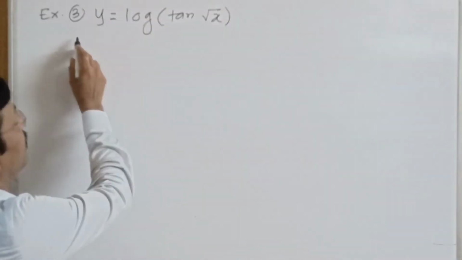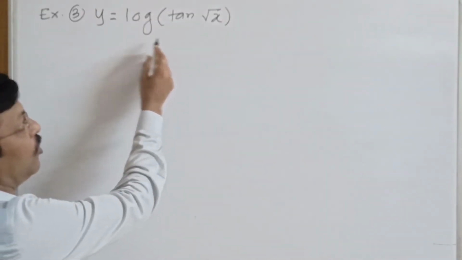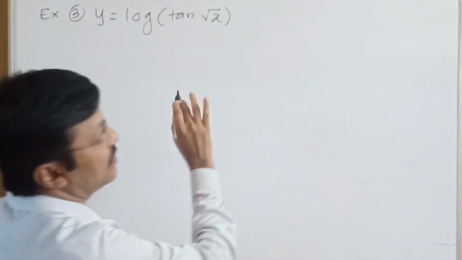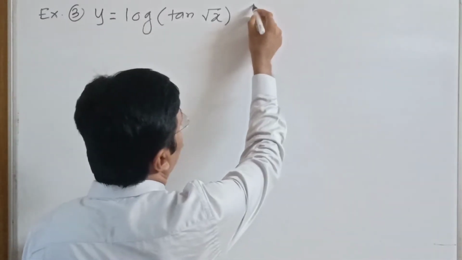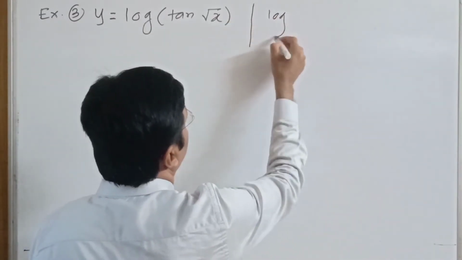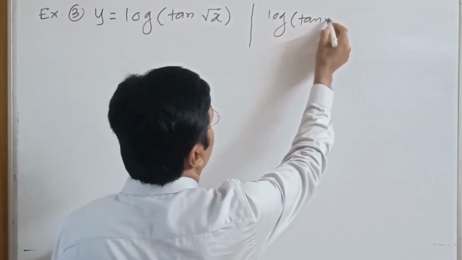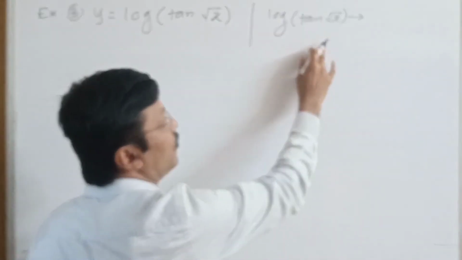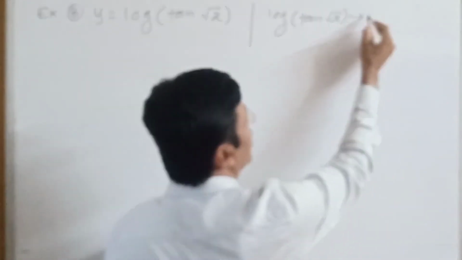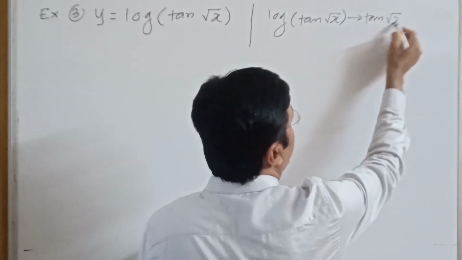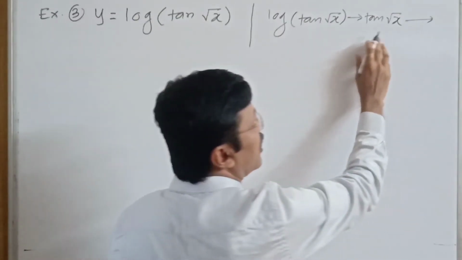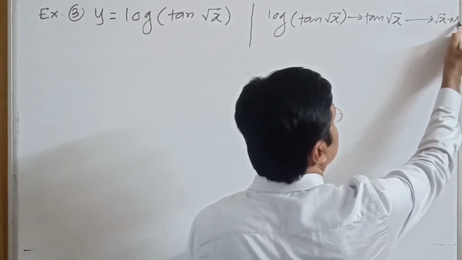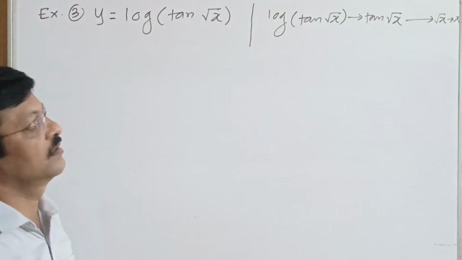Consider this another example. y is equal to log of tan of root x. Now we have to imagine the chain. This is the rough work I am doing here. See, log of tan of root x is a function of tan of root x. Tan of root x is a function of root x, and root x is a function of x. Can you imagine this chain?